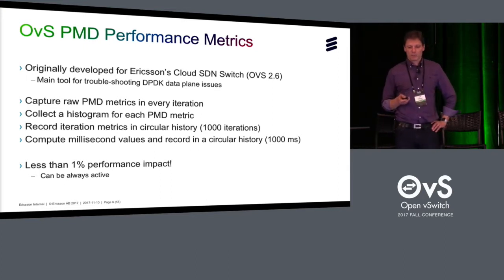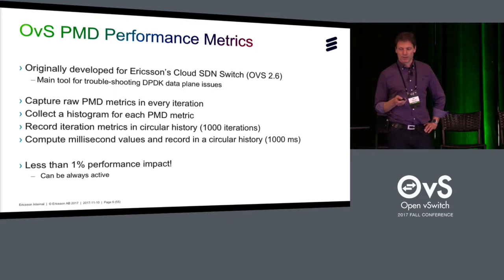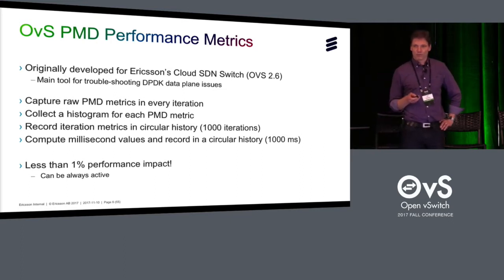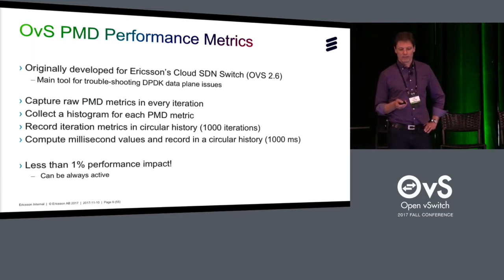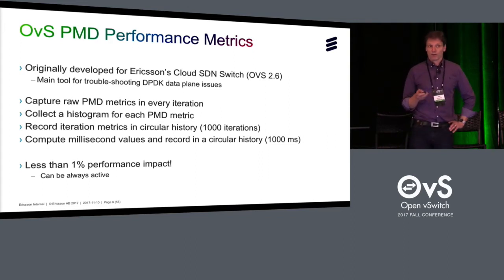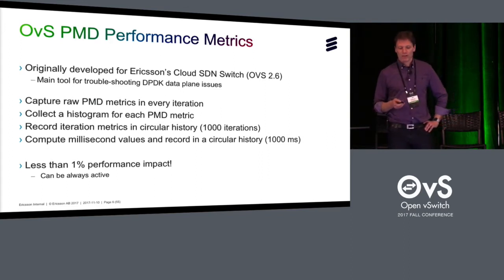First of all, we collect and capture PMD metrics in every iteration of the PMD. We feed this into histograms for these metrics so that we get a detailed statistical distribution of these metrics that we can look at. Then we record all the iteration metrics in a circular buffer of a length 1,000 iterations. I'll come back to that later. And we also compute averaged or summary values over a millisecond and store these millisecond values in a circular history covering 1 second total time.